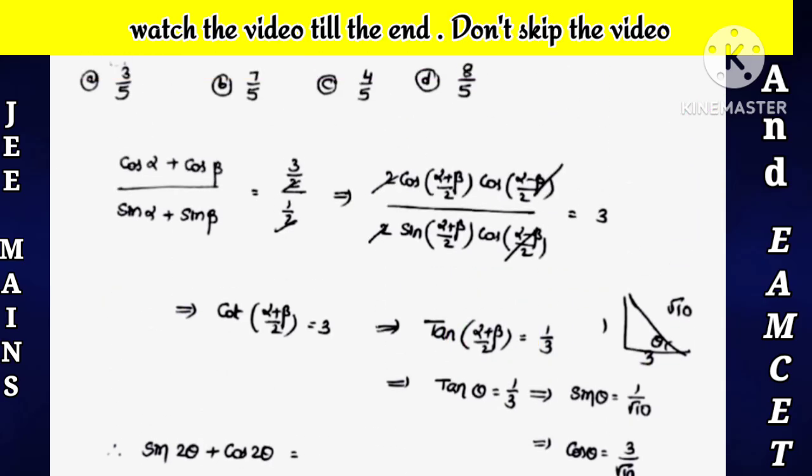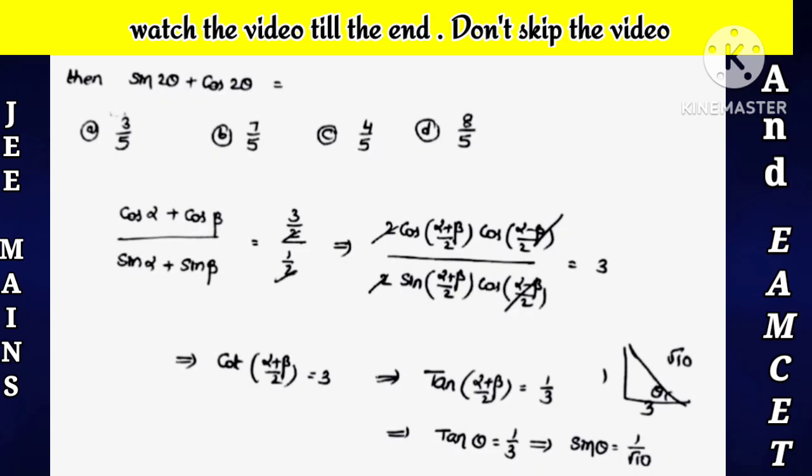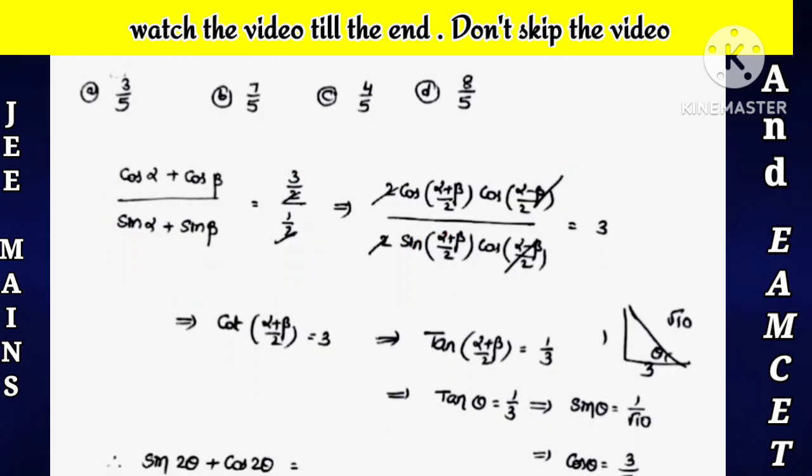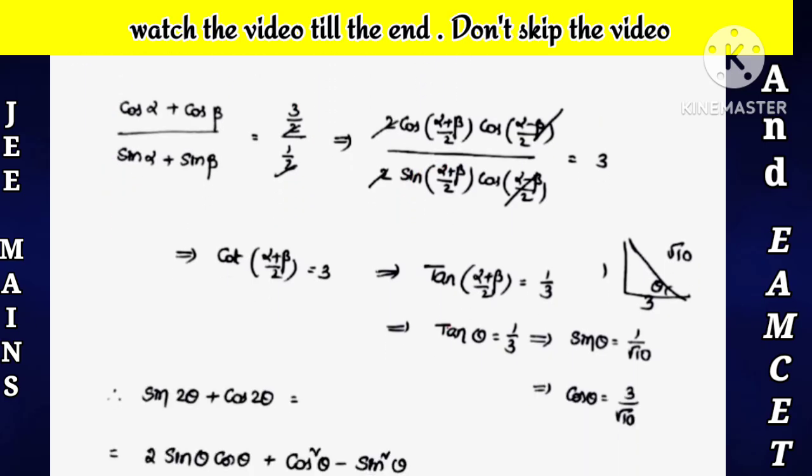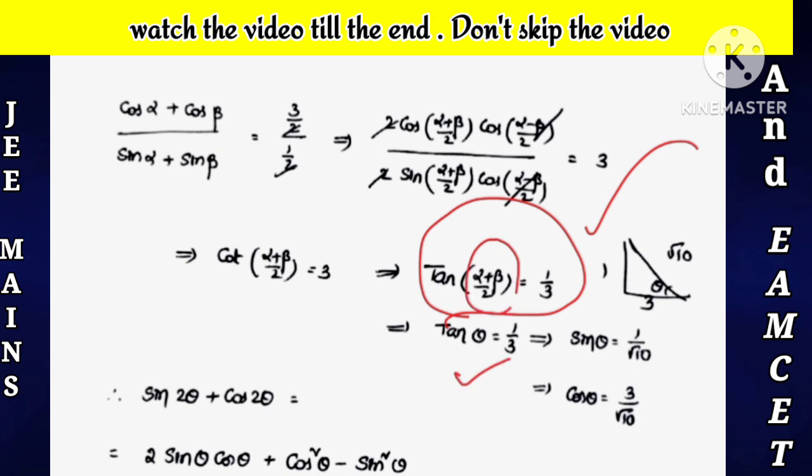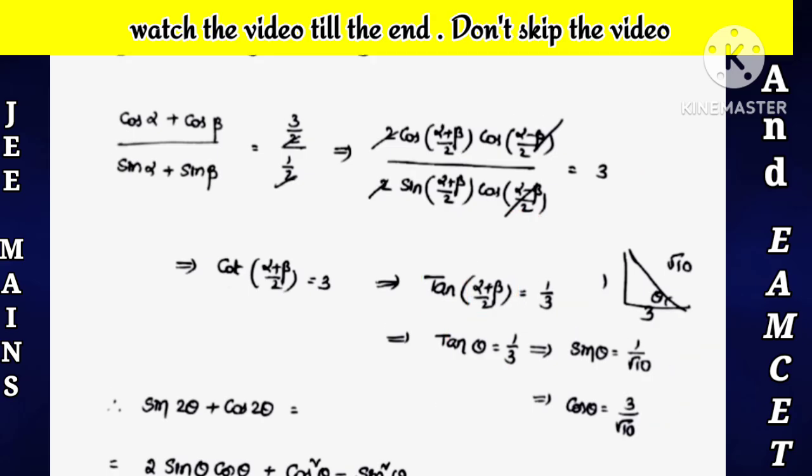Simply here, from the given two equations, take the first equation by the second equation and apply the cos C plus cos D and sin C plus sin D formulas. Then you will get the value of tan of alpha plus beta by 2. But already clearly in the question it is given that alpha plus beta by 2 is equal to theta. From this, take the values of sin theta and cos theta.